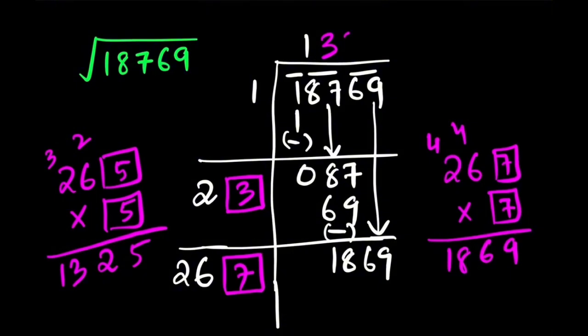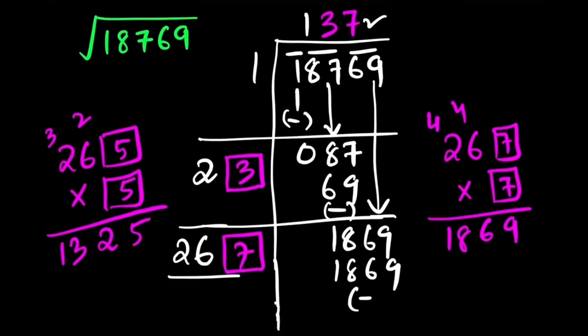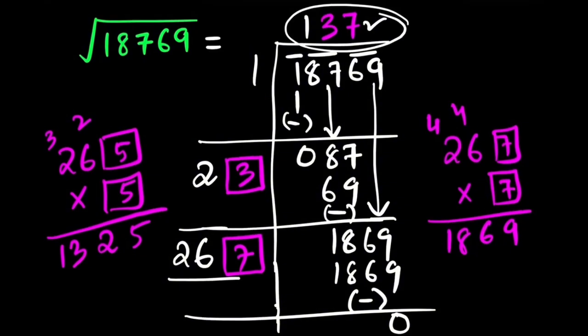And then the same number should go in the quotient, that is 7 here as well. So 267 times 7 means 1869. Subtract 1869 from 1869, which will be equal to 0. Which means the square root of 18,769 equals 137.